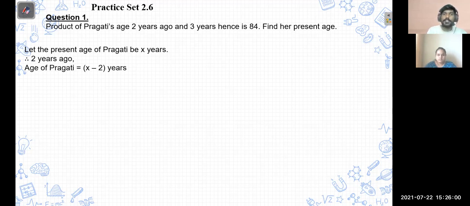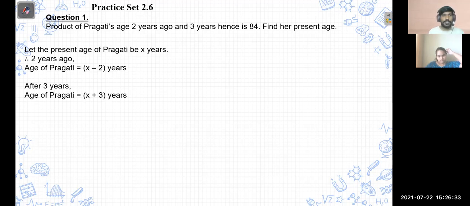Now, 3 years hence means after 3 years. If now your age is 16, after 3 years your age will be 19, so 16 plus 3. Similarly, what will be Pragati's age after 3 years? x plus 3. So after 3 years, the age of Pragati will be x plus 3.